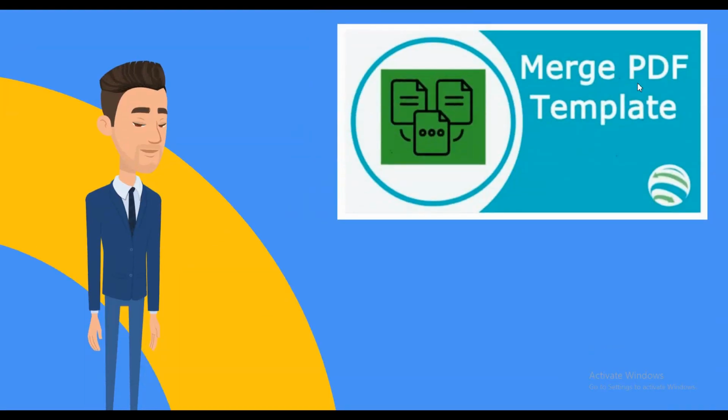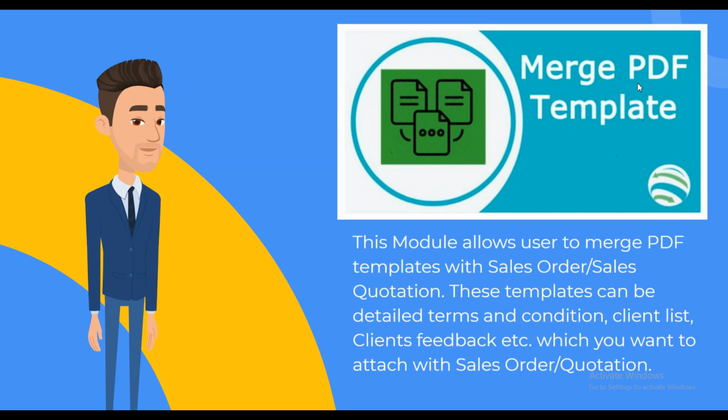So today we are going to see how to merge PDF template. So this is our app. We are going to see how to use this merge PDF template app. What exactly does this app do? This module allows the user to merge a PDF template with sales order and sales quotation. That means you can add templates with your sales quotation and with your sales order while printing.